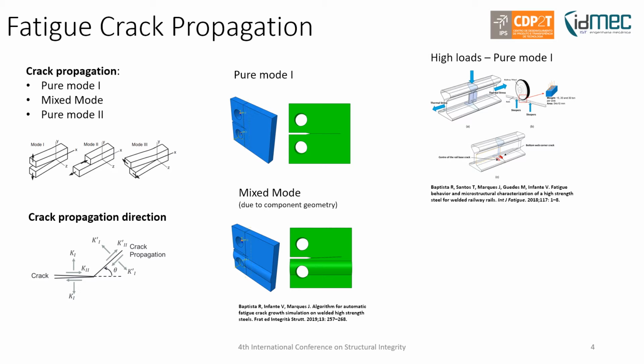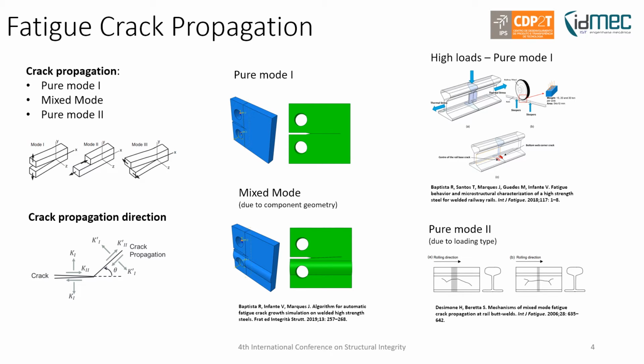So if we have a railway track, for instance, for higher loads, we can have pure mode 1 loading conditions. But when we add different types of loadings, like the rolling of the wheel on top of the railway track, now this can also lead to pure mode 2 crack opening conditions.